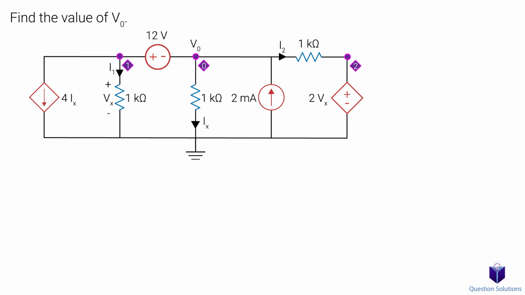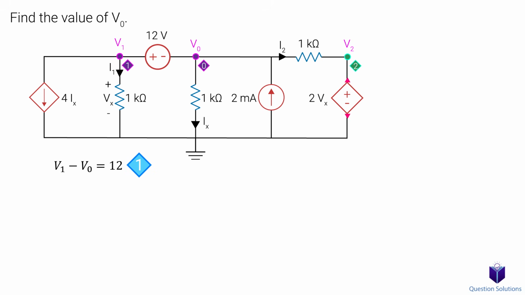Now we can assume current directions and label them. Lastly, let's label the node voltages. Let's start by looking at node 1 and node 0. We have a voltage source there with the positive side towards node 1. So that means V1 minus V0 gives us 12 volts. That's our first equation.